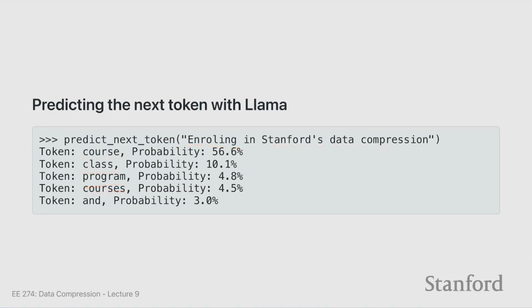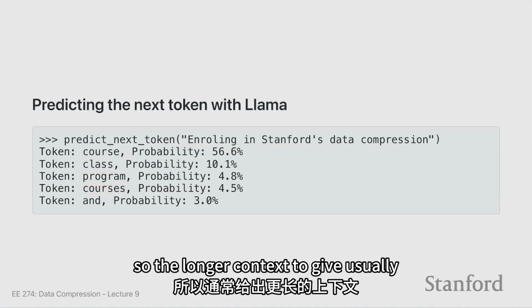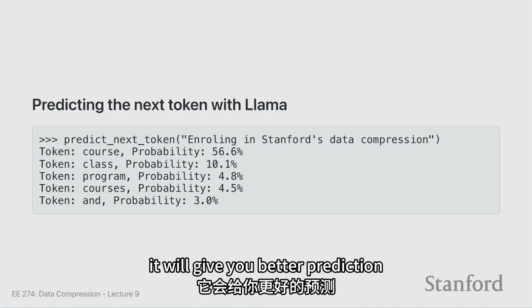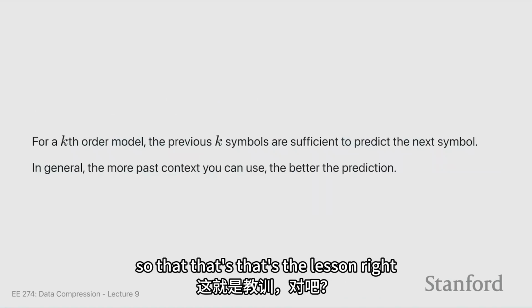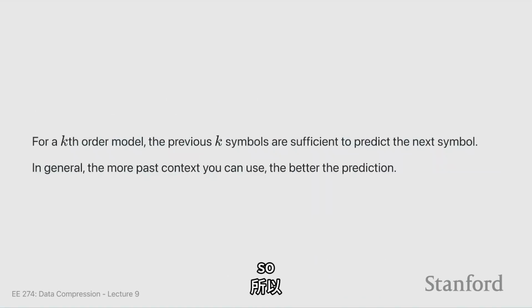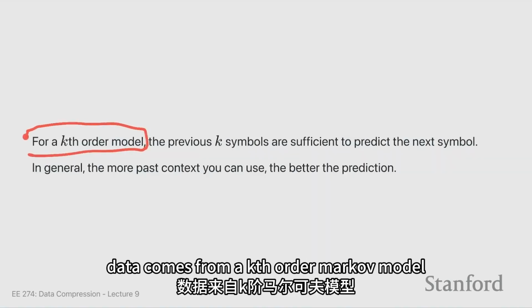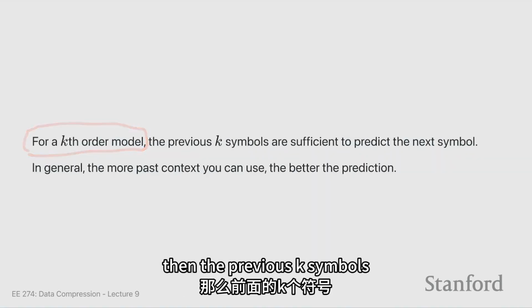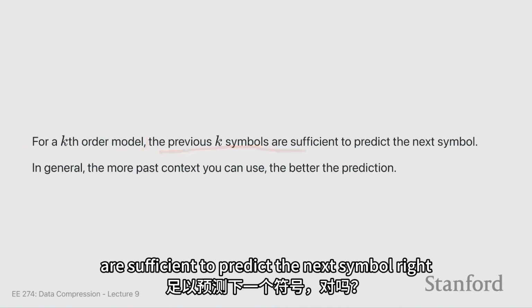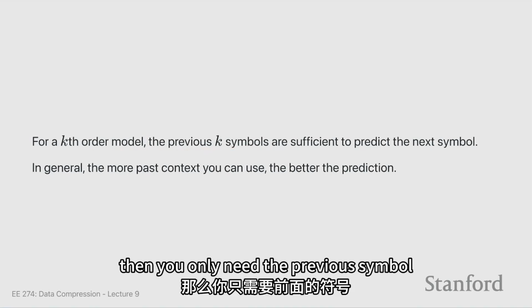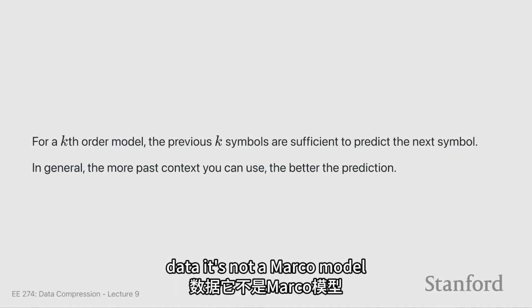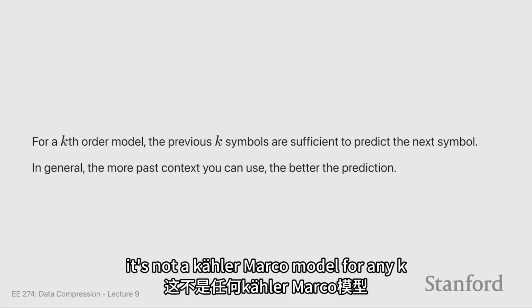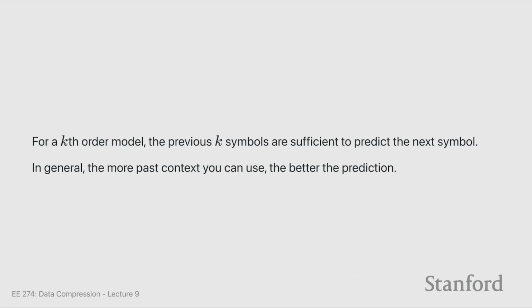so on, right? So the longer context you give, usually it will give you better prediction if you're using a powerful model. So that's the lesson, right? If you know that your data comes from a kth order Markov model, then the previous k symbols are sufficient to predict the next symbol. If it's a Markov model, then you only need the previous symbol. You don't need this long history. But in general, for real life data, it's not a Markov model. It's not a kth order Markov model for any k.